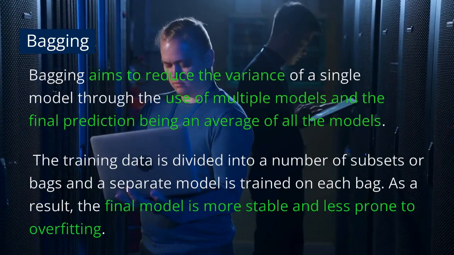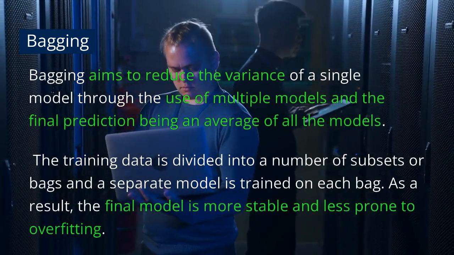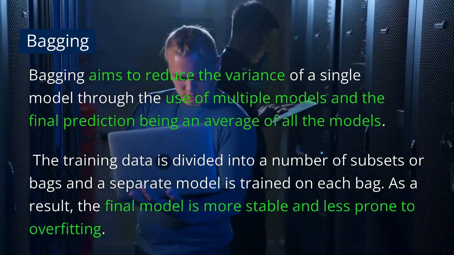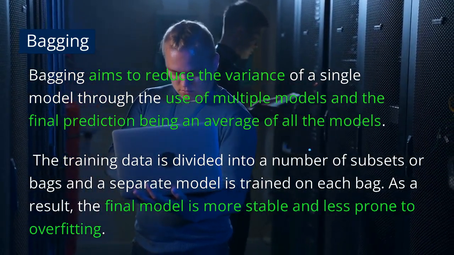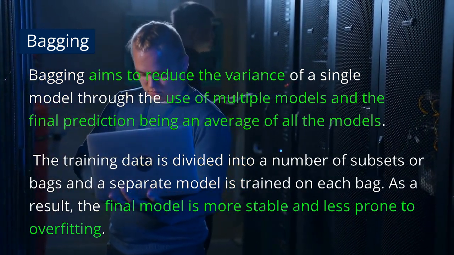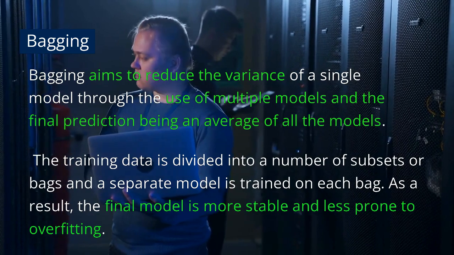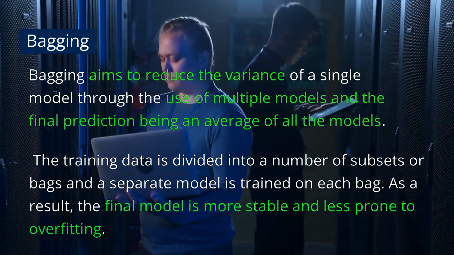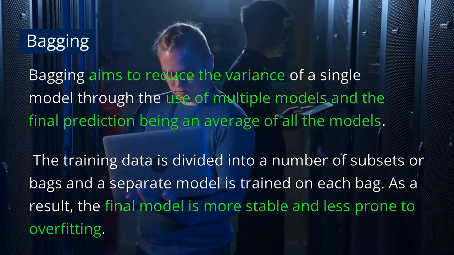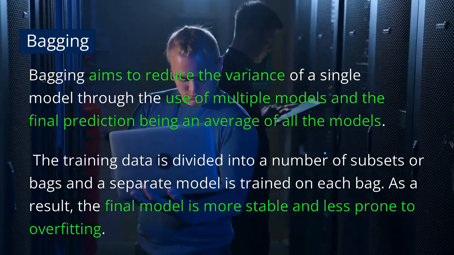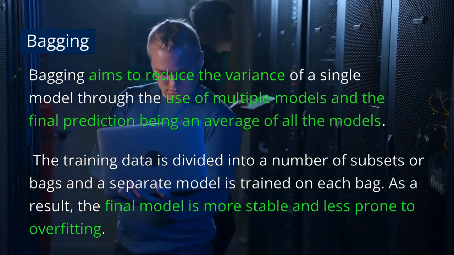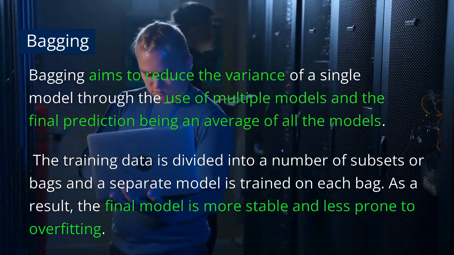Bagging. Bagging aims to reduce the variance of a single model through the use of multiple models and the final prediction being an average of all the models. Let's understand it through an example. Suppose you are a patient and you would like to have a diagnosis made based on your symptoms. Instead of asking one doctor, you may choose to ask several, and if a certain diagnosis occurs more than any other, you may choose this as the final or best diagnosis. That is, the final diagnosis is made based on the majority vote.